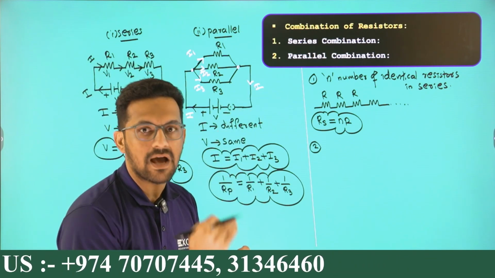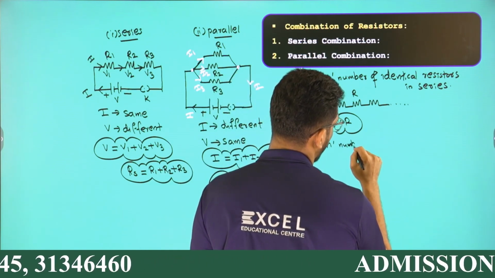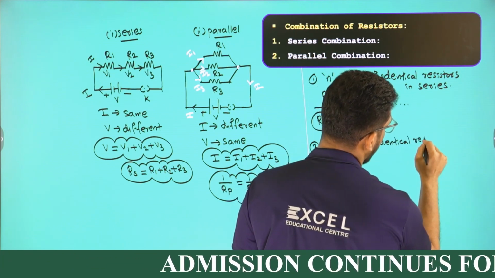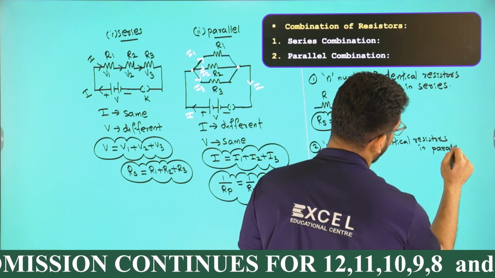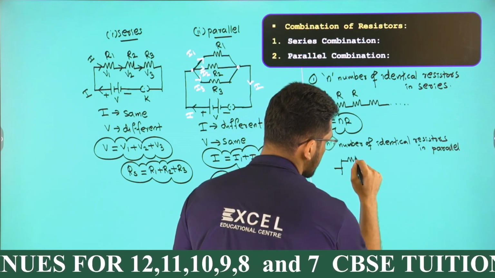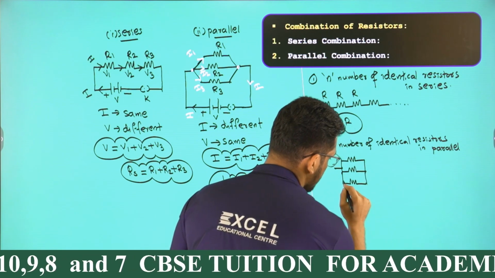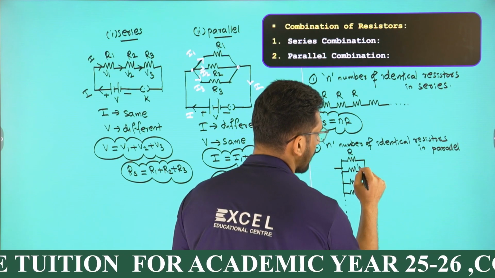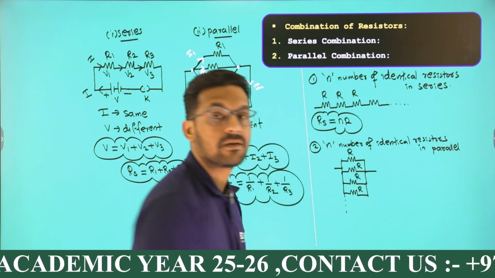Now the second special equation: if you have n number of identical resistors and you are connecting them in parallel, what will be the effective resistance? Let's see. N number of identical resistors in parallel. First resistor connected parallel to the second resistor, that is connected parallel to the third resistor, etc. Each of them has the same value of resistance R. They are connected in parallel.